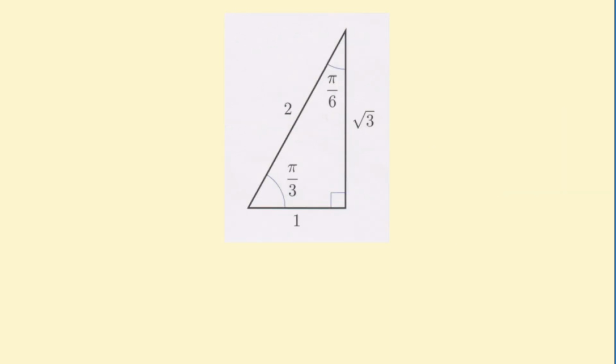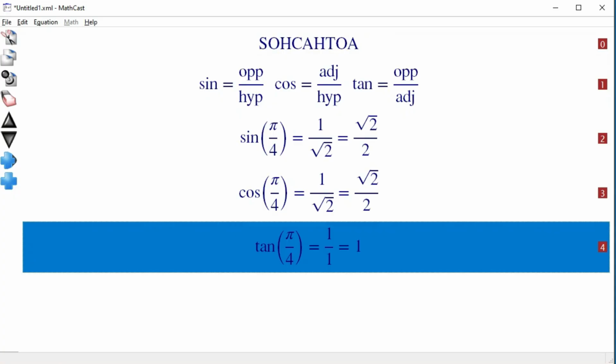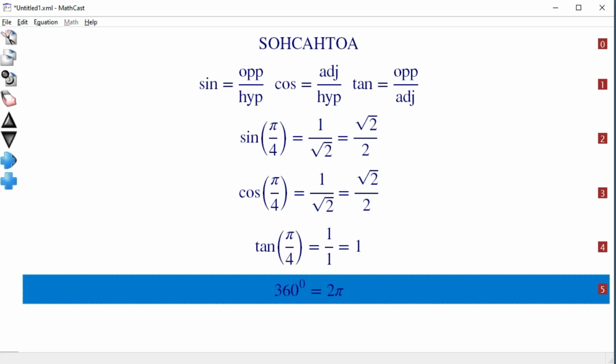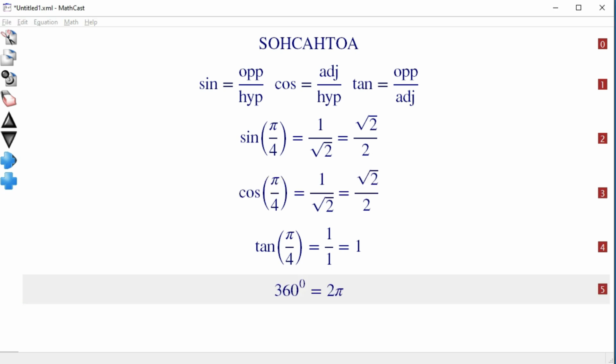A different triangle. We have a 1, 2, root 3, a pi by 6, a pi by 3. So to change from degrees, I'm going to add 360 to 0 equals 2 pi. So 360 degrees equals 2 pi.